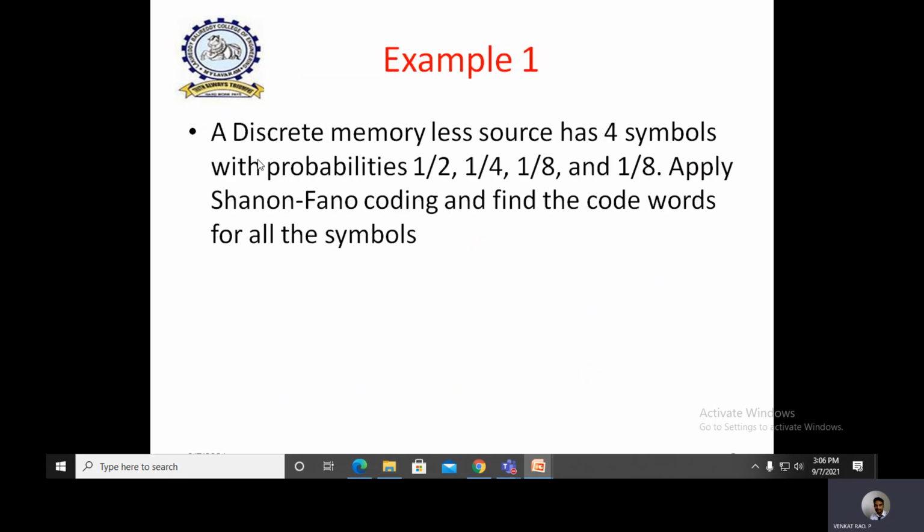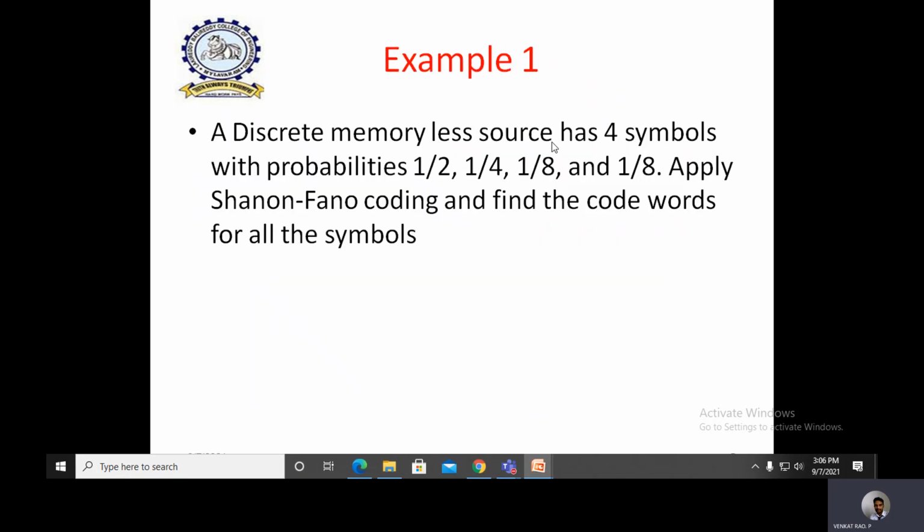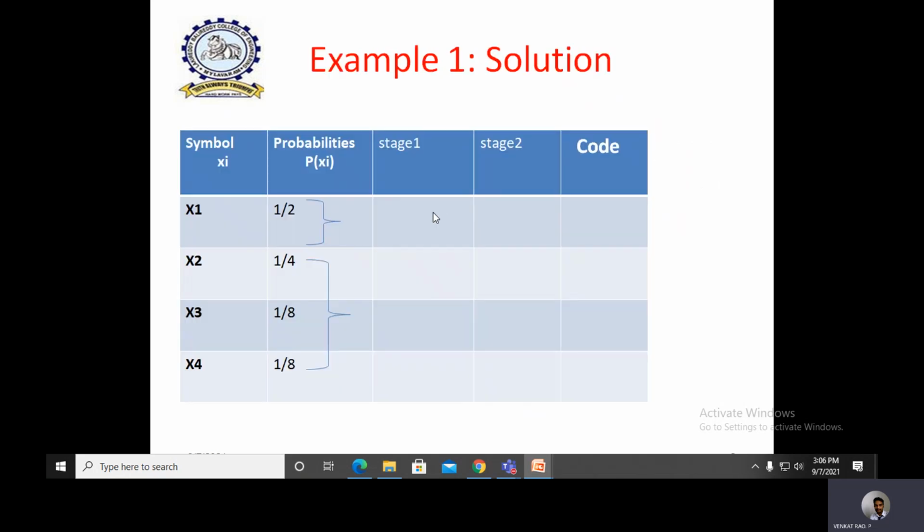Let us implement the first step. First step is arranging the source symbols in the decreasing order of their probabilities. So here I am taking a probability column. In that, highest probability must be written first, and then next highest, and next highest. Here the symbols are not given with any name, so let us assume that they are x1, x2, x3, x4. One of the symbols has the highest probability, that is 1 by 2. So we need to arrange the symbols in the decreasing order of their probabilities. So this is the symbols, this is the probability.